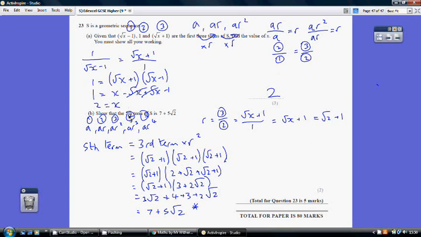Now for part B, I've been asked to show what the fifth term is. Now the fifth term is going to be whatever the third term is multiplied by r squared. And there are other ways to do it, but I think this is probably the easiest way. Now the third term I know is root x plus 1, x is 2, so root 2 plus 1. And then I'm going to multiply that by r and multiply it by r again. So r is root 2 plus 1. So I'm multiplying it by root 2 plus 1 and then multiplying it by root 2 plus 1 again.